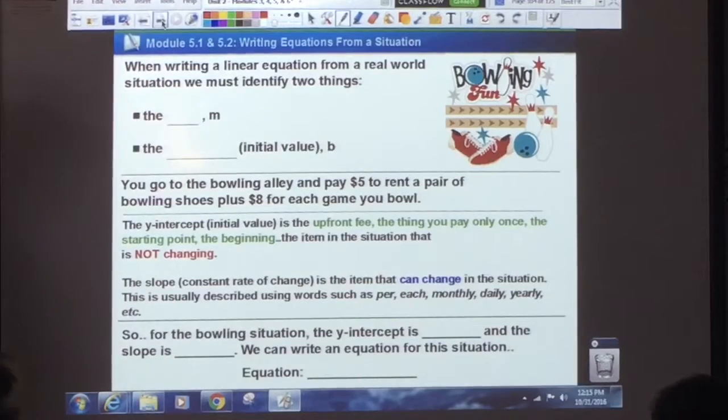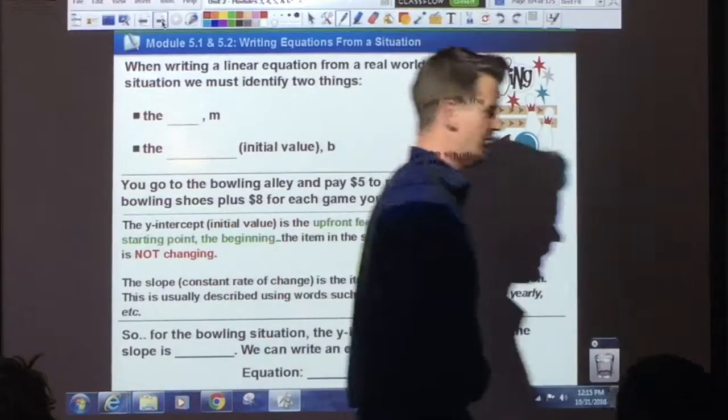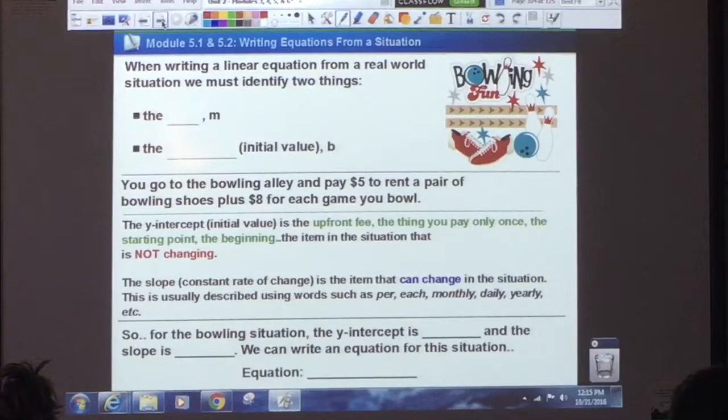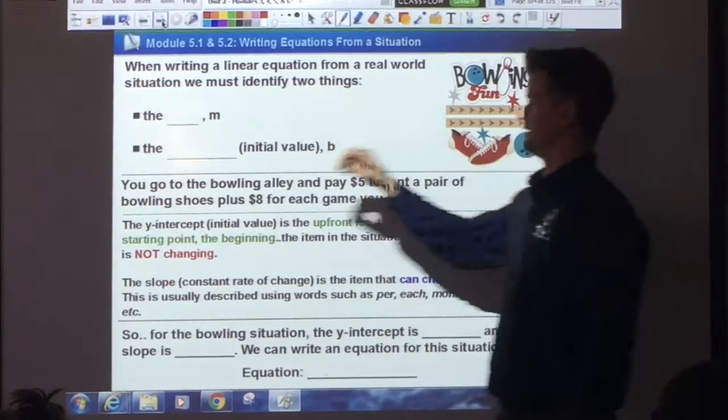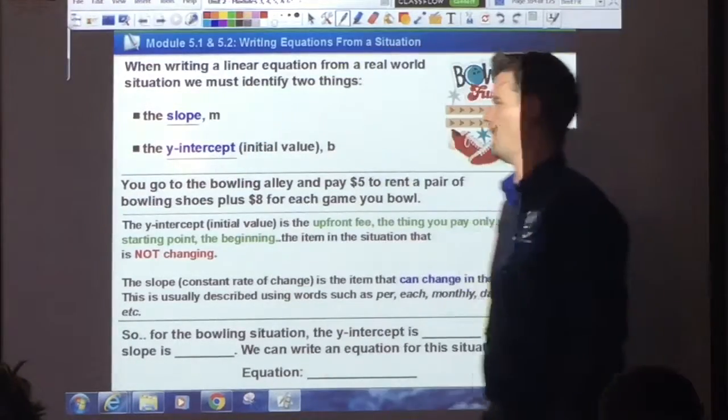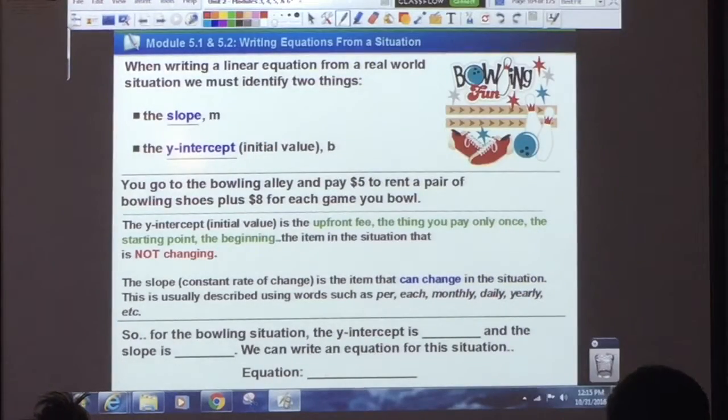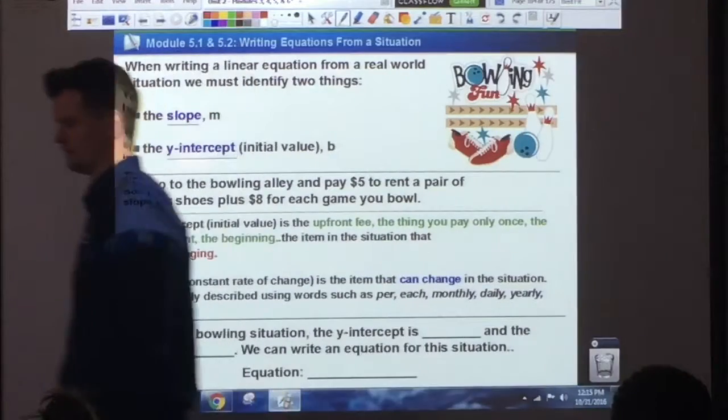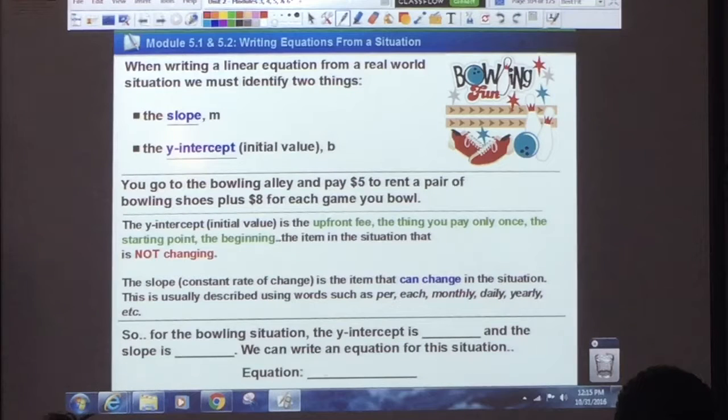So, we did graphs. We did tables. Now we're going to do situations. We're writing a linear equation from a real world situation. Once again, we must identify two things. We must identify the slope, m, and the y-intercept, aka the initial value. We always need those two things when writing a linear equation. The good thing is, it's just two things we need. Some problems you'll have to go in and do the slope formula, but not all of them. Some of them are pretty straightforward.